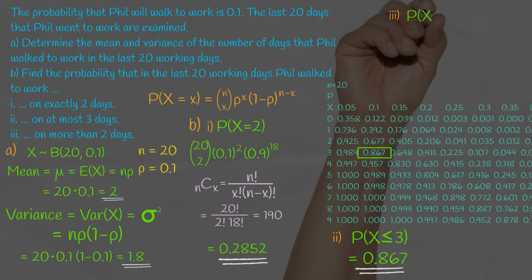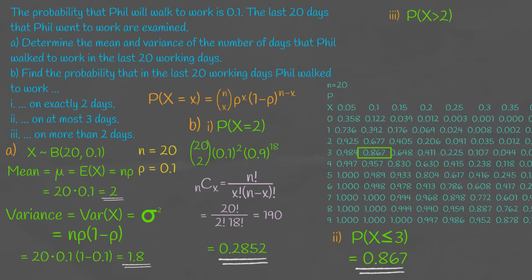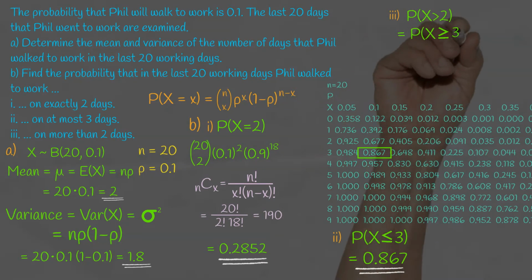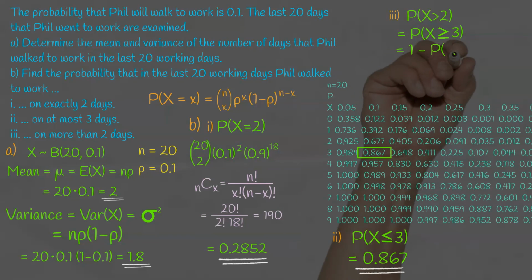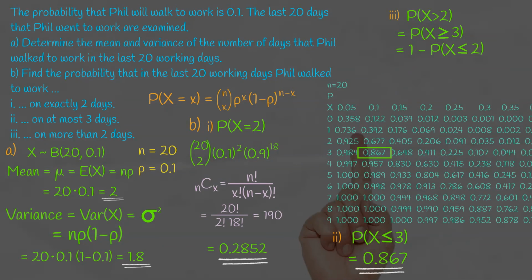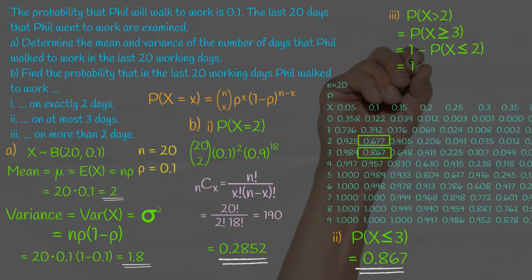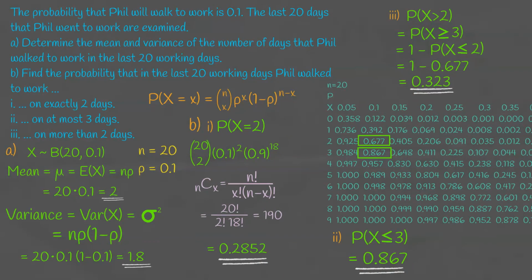So x is greater than 2. And as x can't take on the value of 2, it's the same as saying x is greater than or equal to 3. And as we've mentioned previously, all the values in one column add up to 1, we can subtract x is less than or equal to 2 from 1, and that will give us our answer, 0.323.